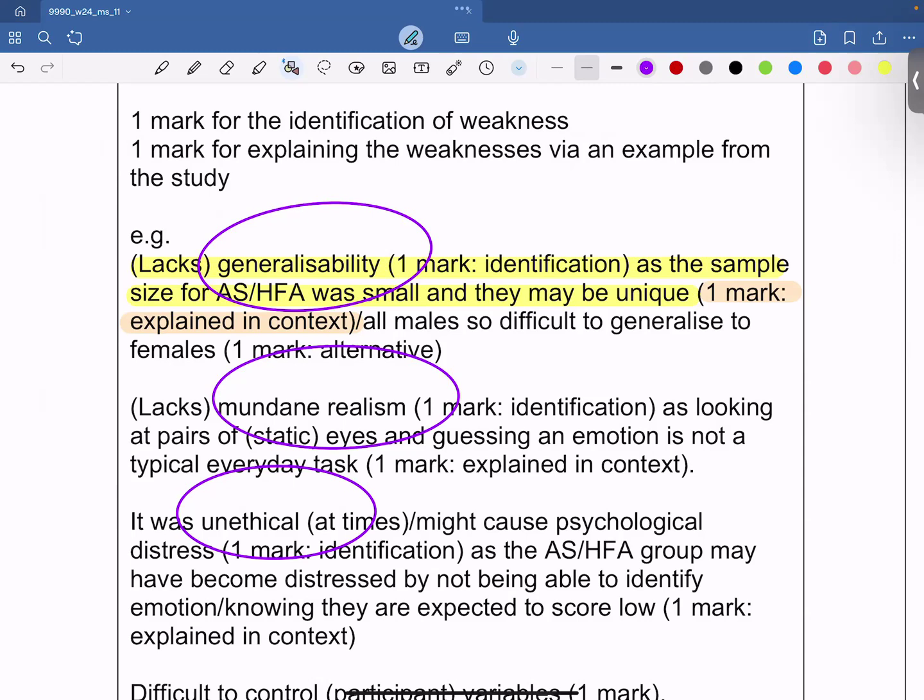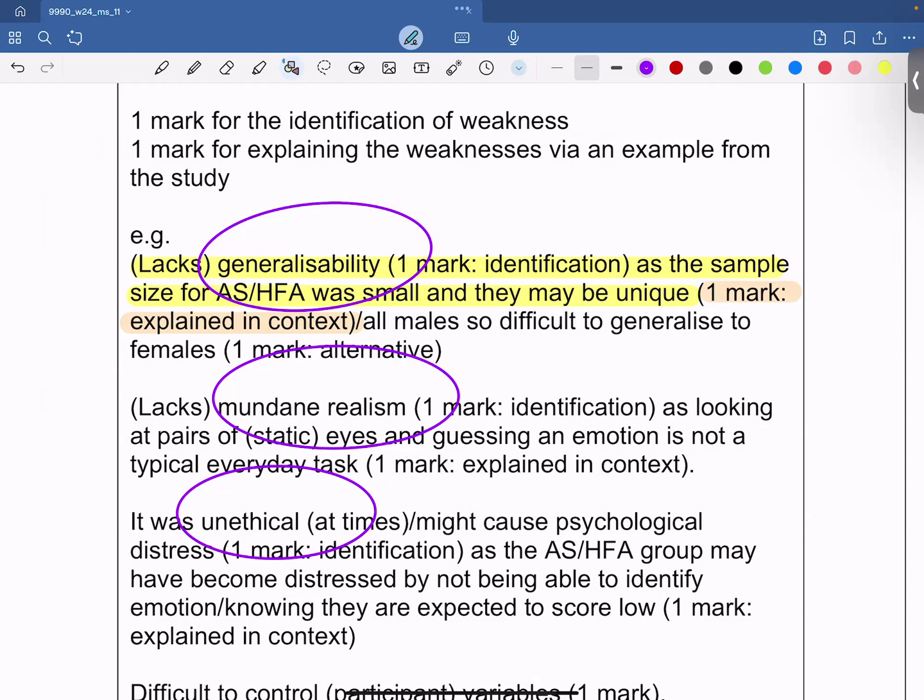So if we talk about this first weakness that we have written over here, the sample included a relatively small number of participants with autism spectrum disorder or high functioning autism, and they were all males. Because of this, it is difficult to generalize the findings to females or to a larger, more diverse group. For example, the study found that females generally performed better than males on the test, but since the autism spectrum disorder or high functioning autism sample was predominantly male, we cannot assume that this result would apply to females with autism spectrum disorder as well.